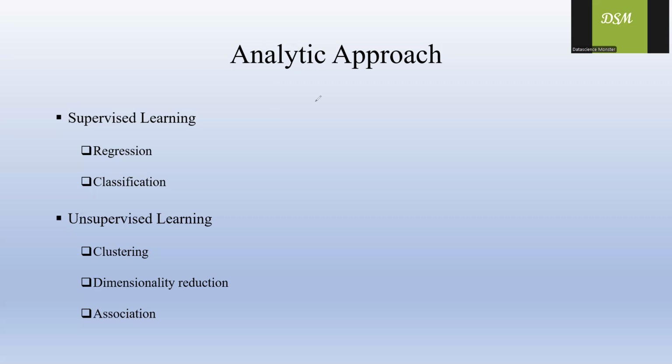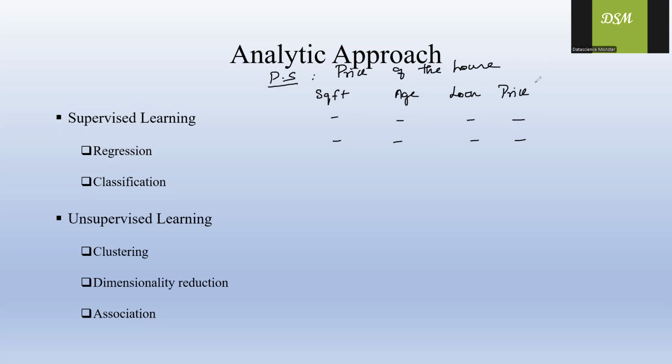Say I have data like the square feet of the house, age of the house, and the location of the house, and the price of the house. So I have this data already. So what is the output here? Maybe the problem statement is to predict the price of the house. Price of the house, so this is going to be the output.